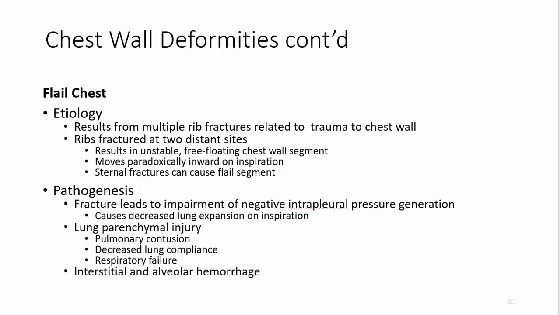Now, oftentimes it's pretty hard to break all your ribs and get a flail chest without also damaging the lungs. So there's contusions in the lung tissue itself. Inflammation, so you get decreased lung compliance, and often respiratory distress, respiratory failure. Lots of times there will be a hemorrhage, and you may get a hemothorax at the same time.